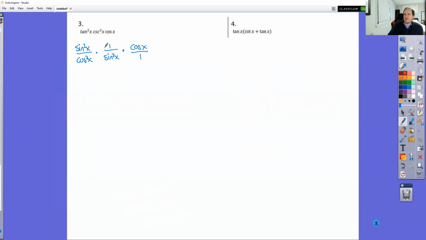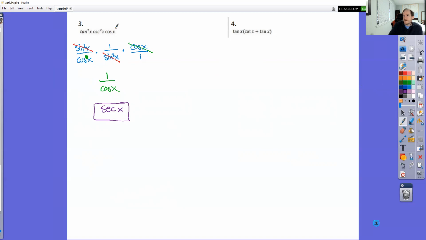Now we can start canceling. The sine squareds cancel. And even the cosine definitely cancels 1 of the cosine. So we now just have 1 over cosine, which becomes secant. So this is another example of a great problem to actually put on the quiz, because clearly this is the best outcome, secant x. There's no better form.